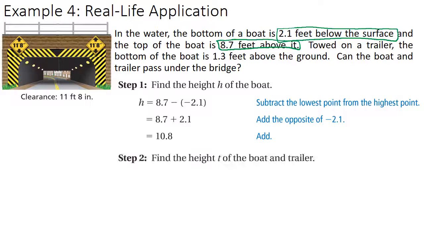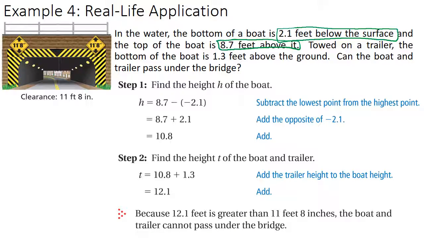So the next thing that we need to do is find the height of the boat and the trailer together. We know that the boat is 1.3 feet off the ground when it's in the trailer, so we can take that 10.8 as the height of the boat, add that 1.3 to it in order to figure out how high the boat is going to come up off the ground. What we're going to find is that's going to be 12.1, and since 12.1 is greater than 11 feet 8 inches, we can say that the boat and trailer cannot pass under this bridge, and so they are going to have to find an alternate route.